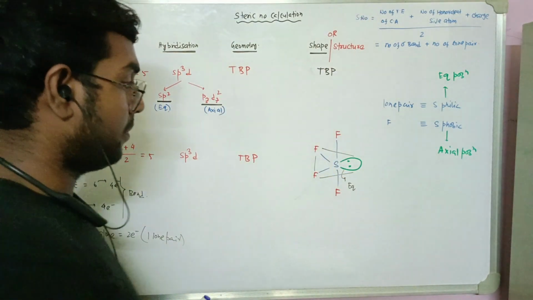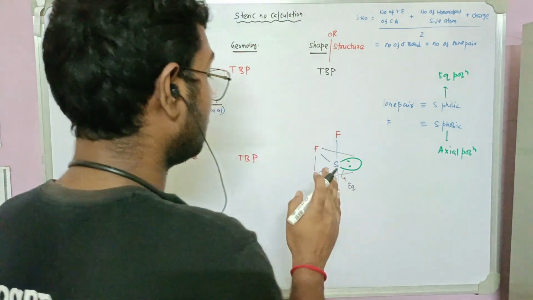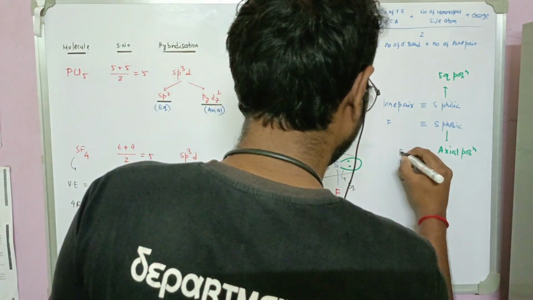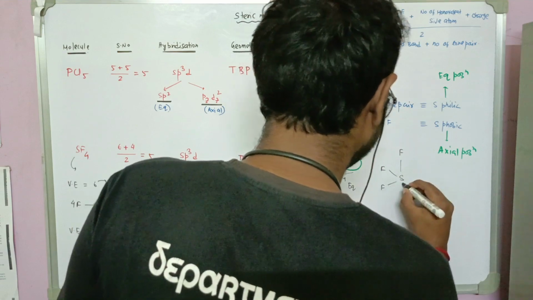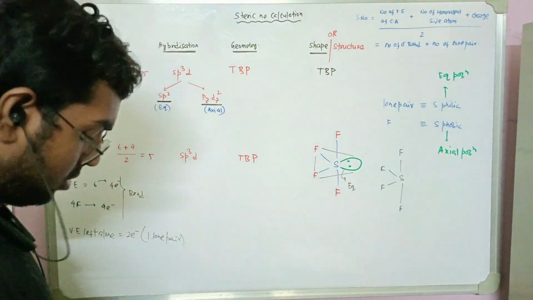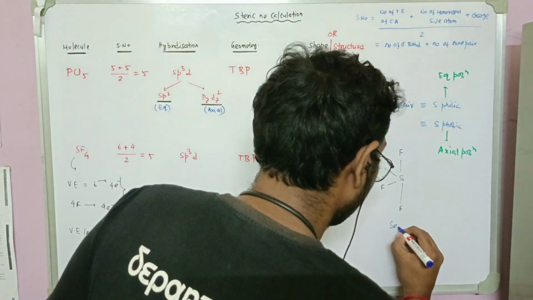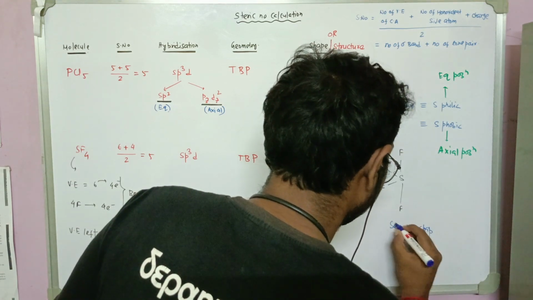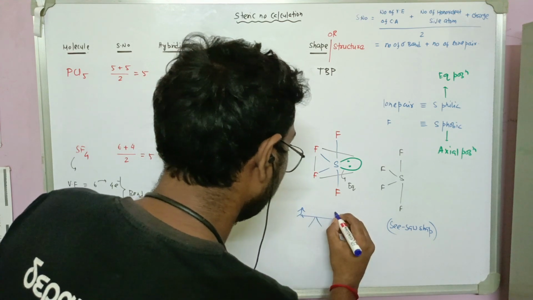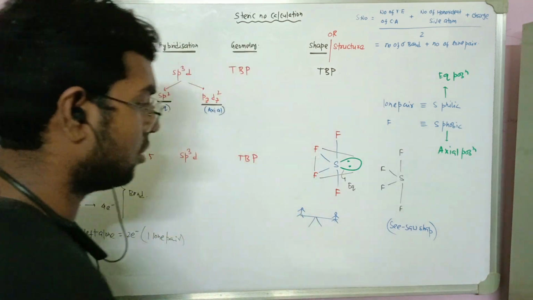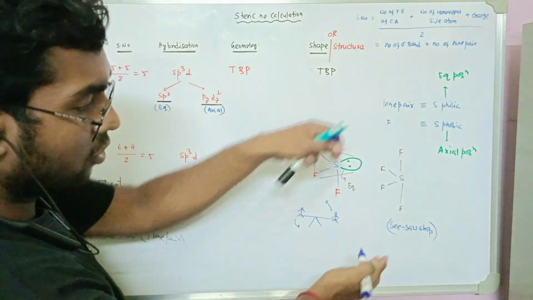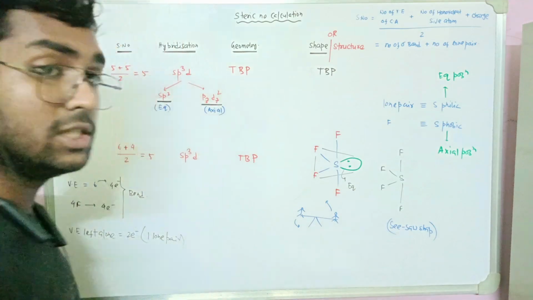Now, this is a geometrical representation. In case of shape, we can't show the lone pair. So the shape will be something like this, and we have to name this shape. This shape is called the seesaw shape. You have seen the seesaw in the park. Let's suppose you and your friend are playing on the seesaw, and it goes up, it goes down, and so on. This looks like an inverted or rotated form of the seesaw. This is why the shape is called the seesaw shape.